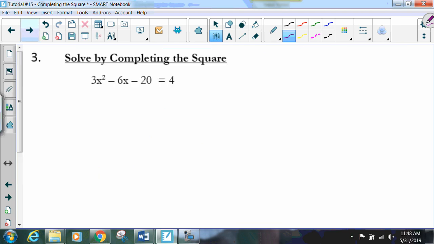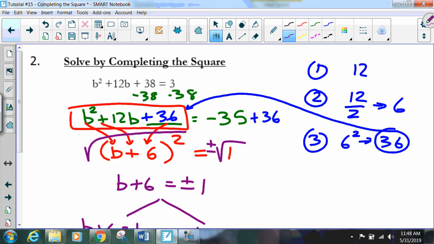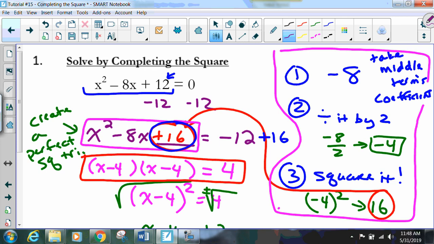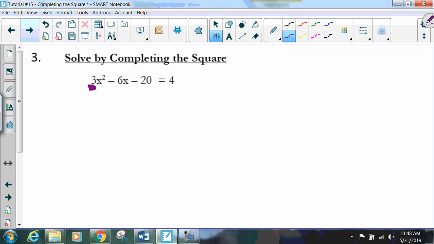All right, solve by completing the square. Let's go. All right, so, oh no. Okay, first of all, what in the heck? This is different. I've got a 3 in front of that x squared. Did I have a coefficient in front of my first term? No, I haven't seen that before. So what I'm going to do is I'm not going to freak out, because I know what to do. But it's never good to freak out, is it?